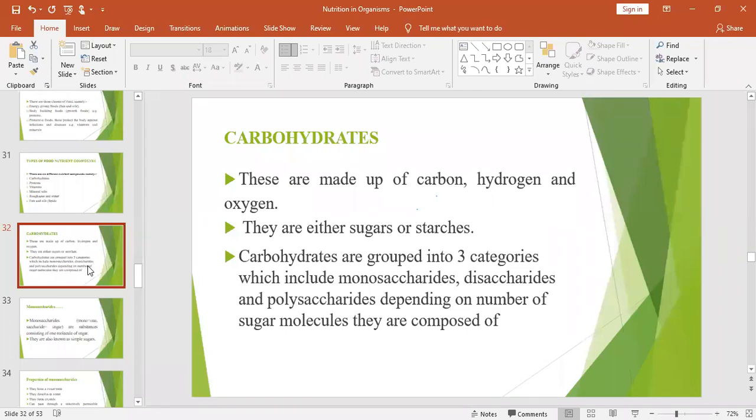Carbohydrates, when you look at the structure, are made mainly of carbon, hydrogen, and oxygen. Remember, carbon comes from carbon dioxide, which is used by plants. Hydrogen comes from water, and then oxygen also comes from water. So when you combine carbon dioxide and water, you actually get carbohydrates. The simplest, of course, is a sugar. So they can either be sugars or starches.